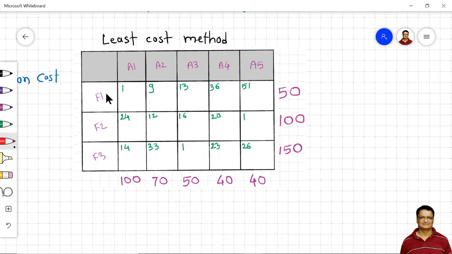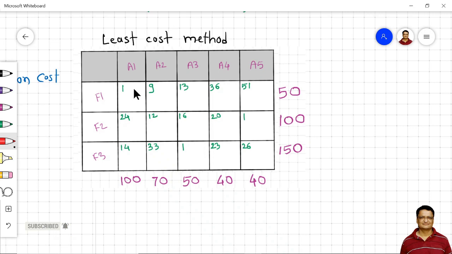This cell F1A1 has a unit transportation cost of 1. Cell F2A5 has a unit transportation cost of 1, and this F3A3 has a unit transportation cost of 1. Now I have to select the one having the least cost. There is a tie between these three. Whenever there is a tie, we have to select the one which can make the maximum allocation.